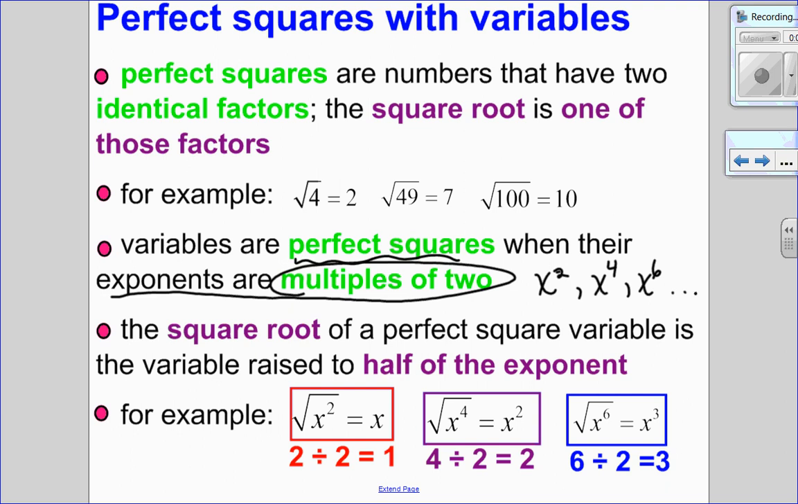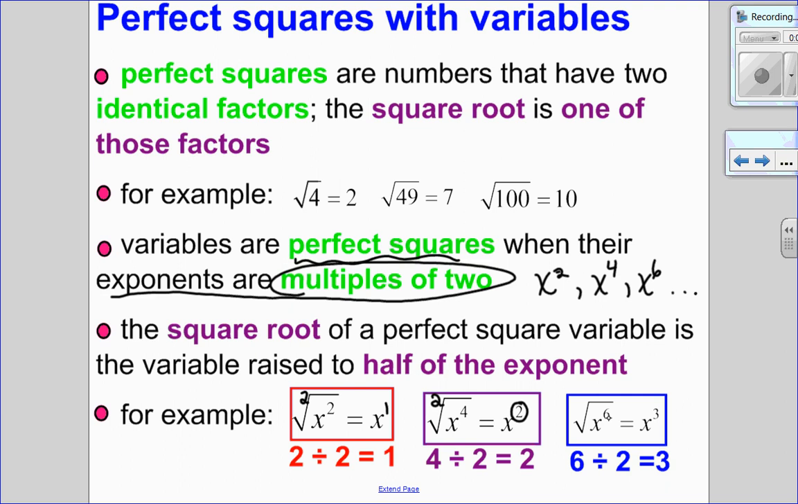Now to take the square root of a perfect square variable, you take half of the exponent. For example, the square root of x squared is x because it's the second root, and 2 divided by 2 is 1. The square root of x exponent 4, square root has a root of 2, 4 divided by 2 is 2.